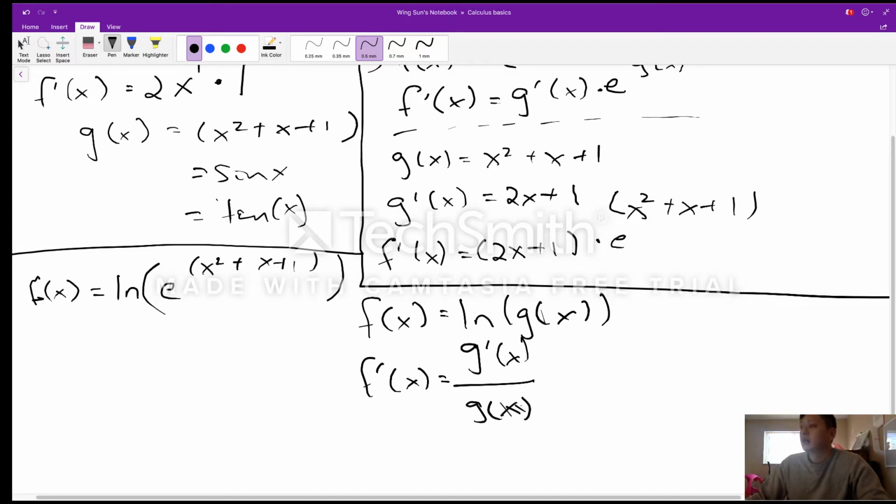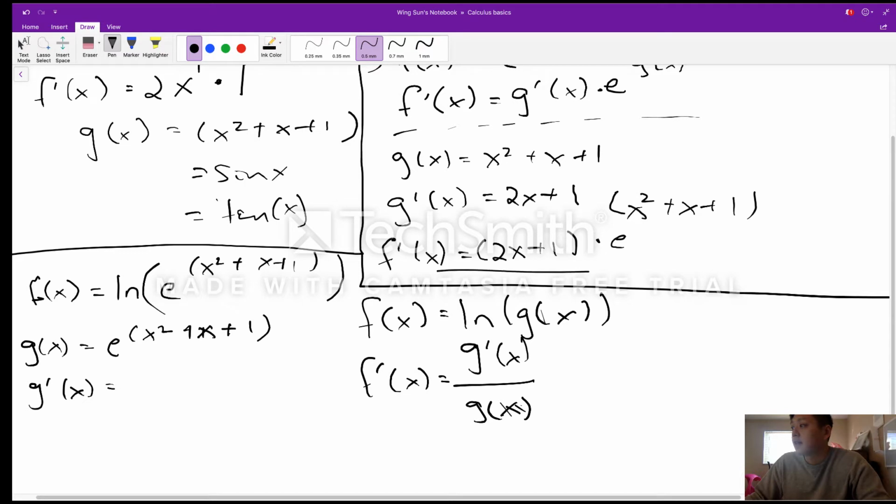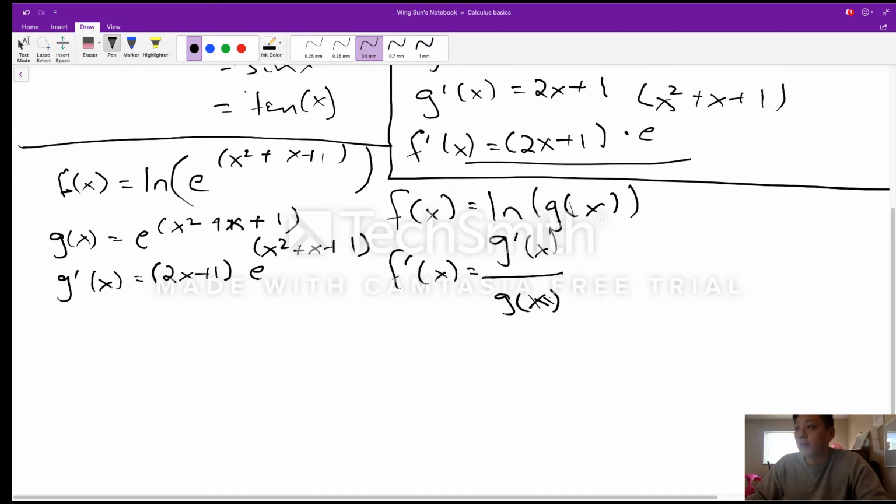Okay, over g. So if you just take this, right? Now, what is my g of x here? G of x is e to the x squared plus x plus 1. Now what is the g prime of that? Well, we just solved it. G prime of x is that. So all we gotta do is plug this in, so 2x plus 1 e to the x squared plus x plus 1. Okay, so we are halfway there already.